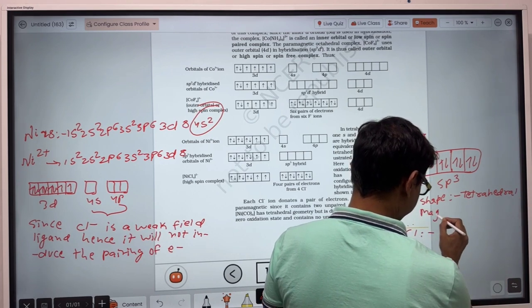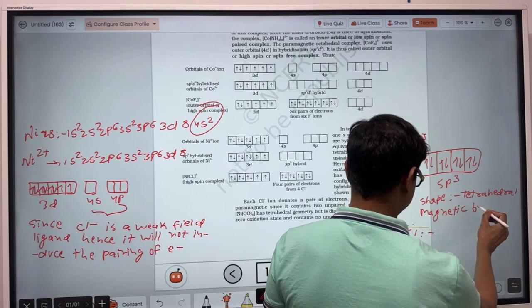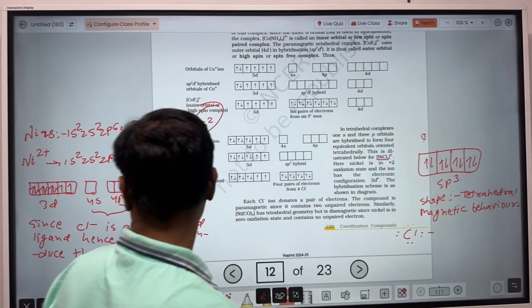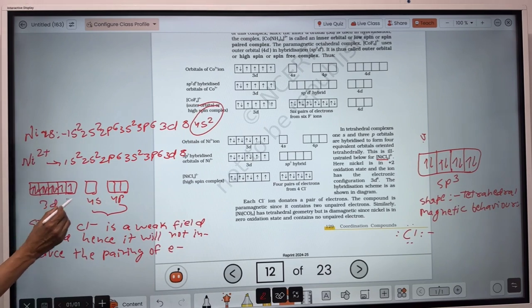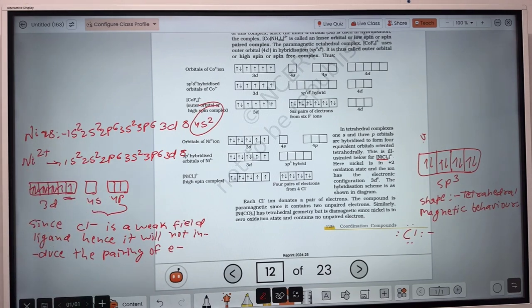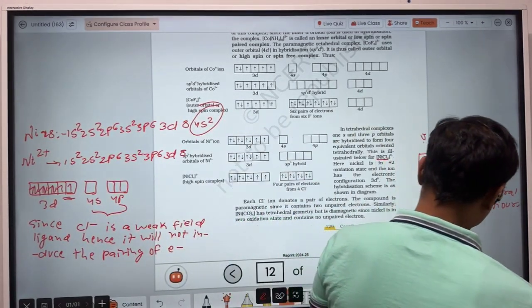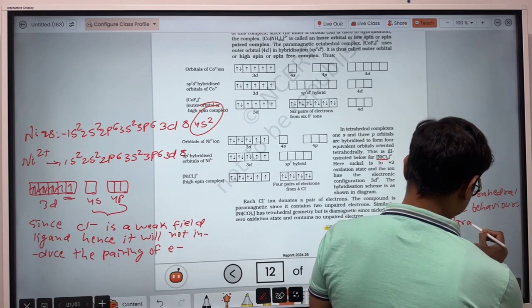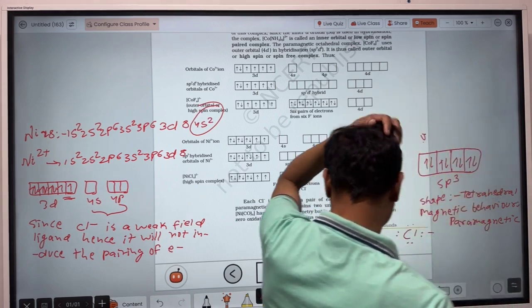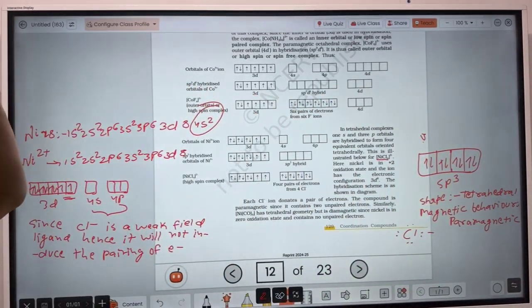Now what will be the magnetic behavior? In this molecule there are two unpaired electron. That means in this molecule the Ni2 plus is containing 2 unpaired electron. That's why the molecule will be paramagnetic. Okay, meaning the shape and magnetic behavior.